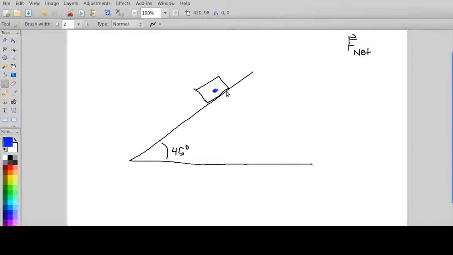But for now, in these problems, we can approximate gravity as just acting right at the very center of the box, okay? And technically speaking, gravity acts straight down like that, okay? So that's how you would draw your gravitational force.